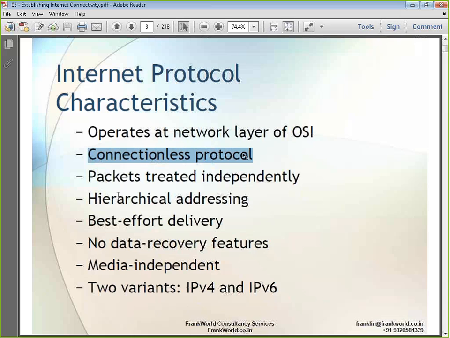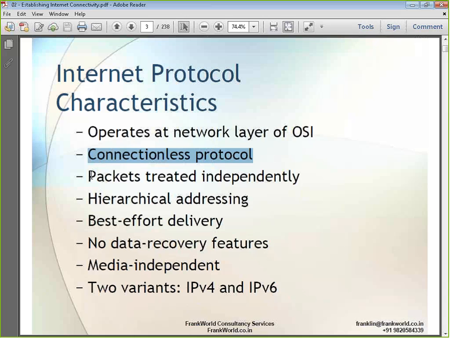Whenever I talk about layer 3 or the internet layer with regards to the TCP/IP model, the data that is transmitted at this layer is called a packet. In the previous session, if you remember, we were talking more about layer 2, where the information that is passed is called a frame. But here, whenever we talk about the internet protocol, the information that is passed is called a packet. Each and every packet is treated independently.